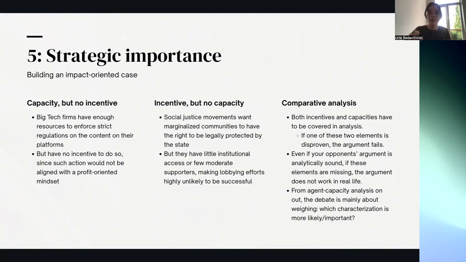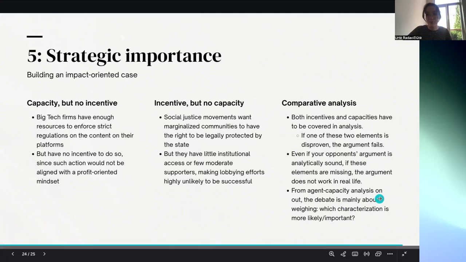I'm willing to die on the hill that motivation, capacity analysis is important and should be had in every single debate, but how explicit it is and how fundamental it is to the specific argument that you're building is obviously up to you. This is something for you to try out, see if it sticks, and if it doesn't, just move on and look for something else.